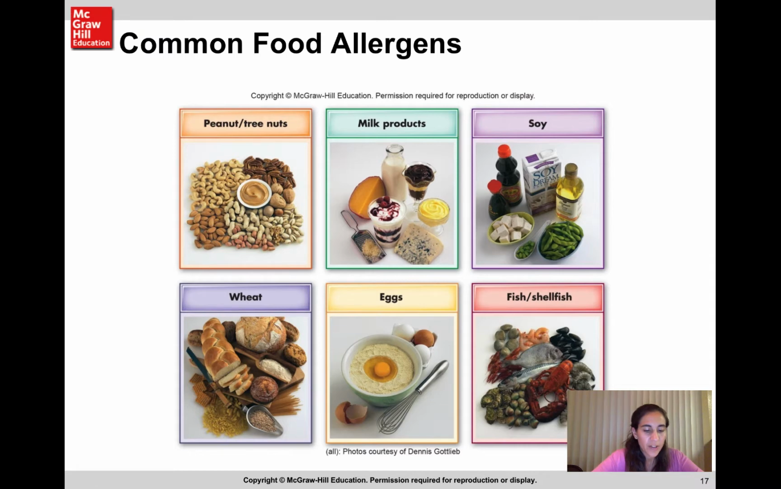Food allergens or food allergies are caused by the body's misinterpretation of a food protein for a harmful substance. So the body will see a food protein or a protein from our food and interpret it as harmful. Therefore, it is an allergy to the protein in a food. 8 foods account for 90% of food-related allergies, and these foods include nuts or peanuts and tree nuts, dairy foods, soy, wheat, eggs, fish, and shellfish.